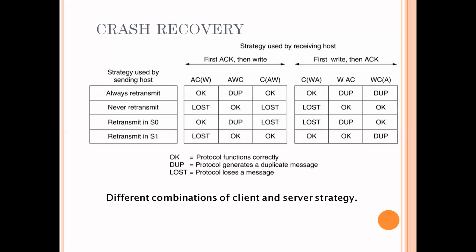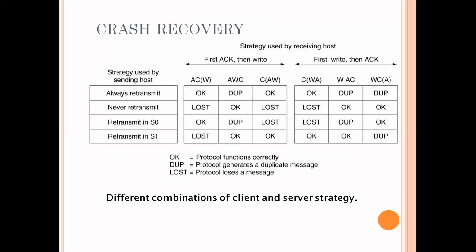Each client can be in one of two states, that is S0 or S1. If it is in S0, there is no outstanding data. If it is in S1, there is one outstanding data. If data is outstanding, the client should transmit it, but there can be different hidden situations.